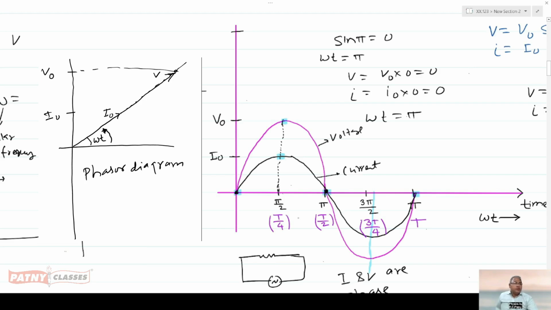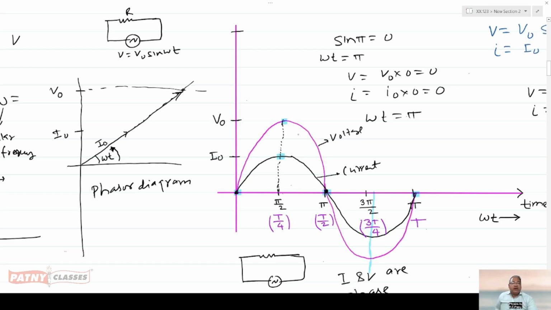So in this discussion, what have we learned? We have learned that whenever a resistor is connected across an AC supply, the current and voltage values vary equally. They become zero, maximum, and minimum at the same instant of time. Therefore, for a circuit in which a single resistor is connected across the AC supply, V equals V naught sin omega t, and the current and voltage vary together. So we can say the current and voltage are in phase in an AC circuit with a single resistor.